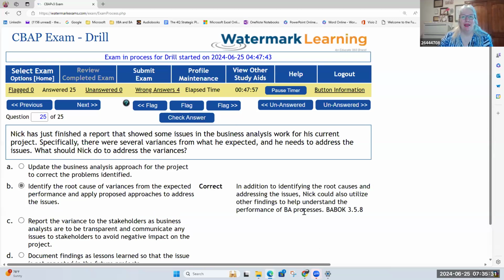Okay, let's check it. In addition to identifying the root causes, Nick could also use other findings to help understand the performance of the BA process. So let me step out for a second and explain this. When we create our plan for what we're going to do as a business analyst, we make agreements with some of our key stakeholders, with the sponsor, with the project manager, with the regulator, with a couple of other people. We keep those agreements. However, whenever I create my plan on how I'm going to perform, sometimes I find that I have to adapt. Just because I plan to do a workshop at this point doesn't mean that the workshop's really going to be needed whenever I get to that point. That is not a problem, it's an adaptation.